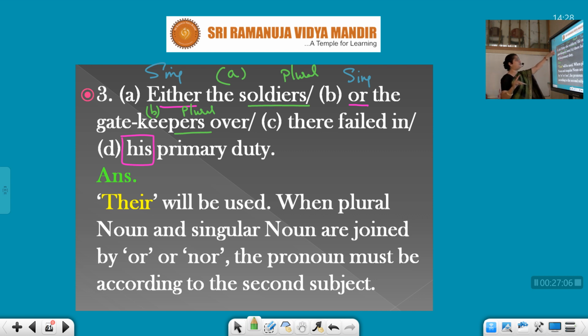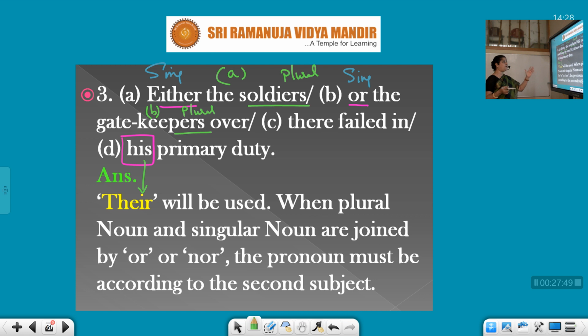So remember, look into the sentence correctly and then answer. Either the soldiers, soldiers are plural, or the gatekeepers, gatekeepers are plural. And another rule is, whenever you go for either or, the noun closest to the verb is always considered the subject. So now look into the answer. Their will be used. So instead of his, you have to use their. Because soldiers are plural, gatekeepers are plural. Whether you speak about soldiers or gatekeepers, both are plural, so you have to use their.